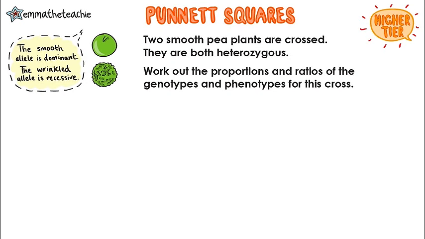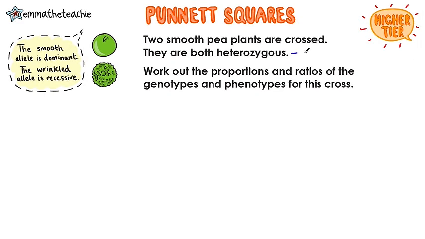Two smooth pea plants are crossed. They are both heterozygous. Work out the proportions and ratios of the genotypes and phenotypes for this cross. Cross just means they're reproducing together. Pause and grab some paper and try and work it out yourself. Then press play when you're ready to go through it.